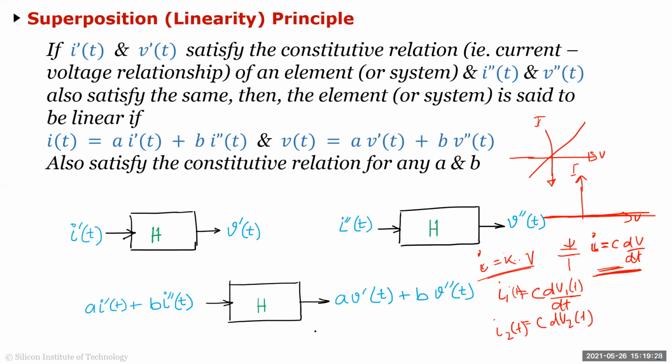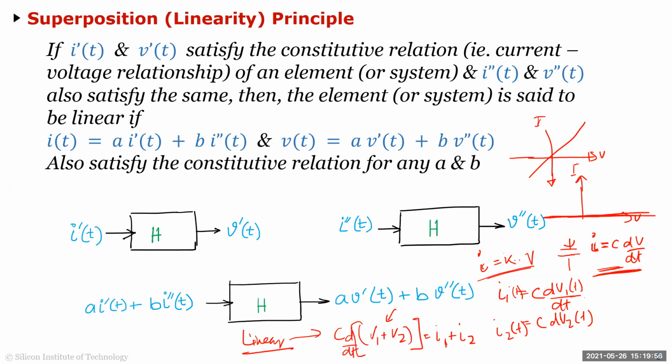Now if I add both of these together, V1 plus V2, right? And if I take C d/dt of this thing, is it equal to I1 plus I2? And it is, right? If I add these two together, then it is this. So that means this is a linear system, right? So that's how you know if an element or a system is linear or not.